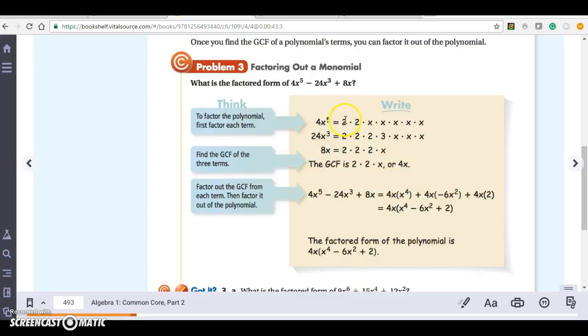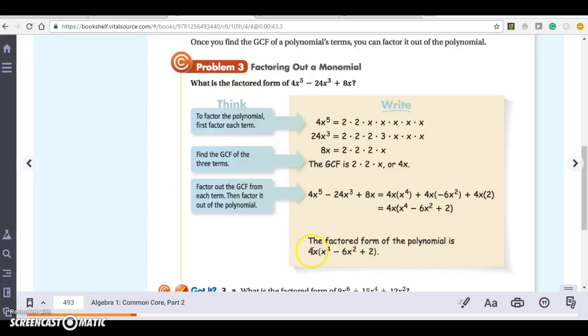So you would see that I have 2 in each one, another 2, so 2 times 2 is 4. And then each one also has an x. So when I pull out an x, I can divide 4x by each one of these. And when I do that, 4x divided here gives me x to the fourth. 4x divided here gives me 6x squared. And 4x divided here gives me 2.